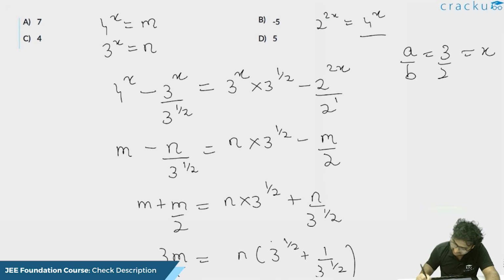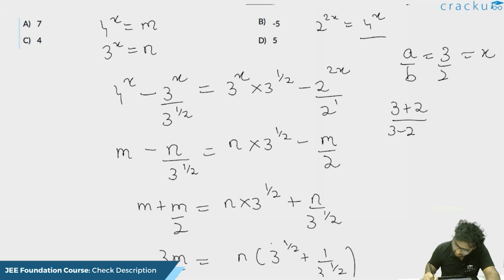So what is a plus b? So a plus b will be 3 plus 2 upon a minus b, which is 3 minus 2. So this is equal to 5 by 1. Hence the correct answer is option D, 5.